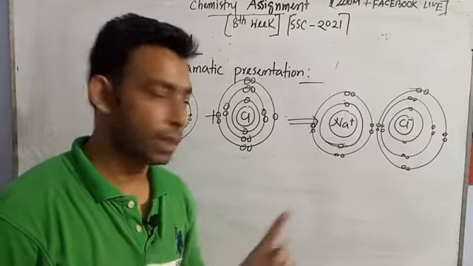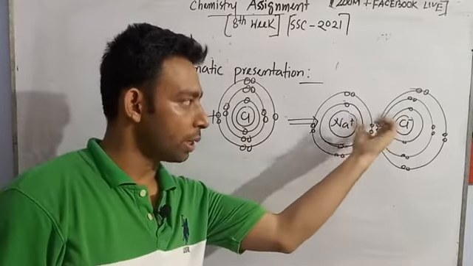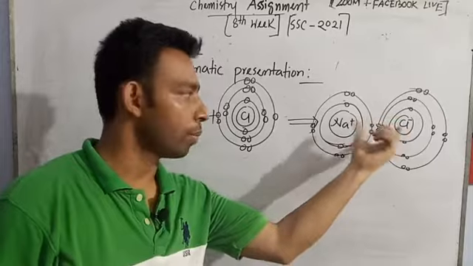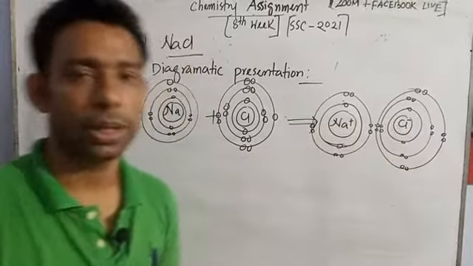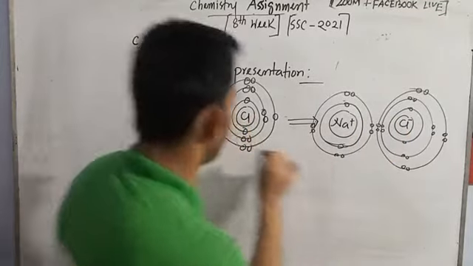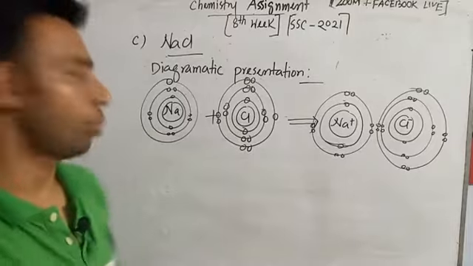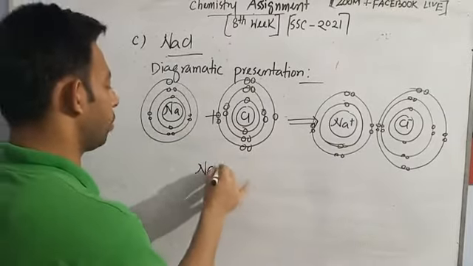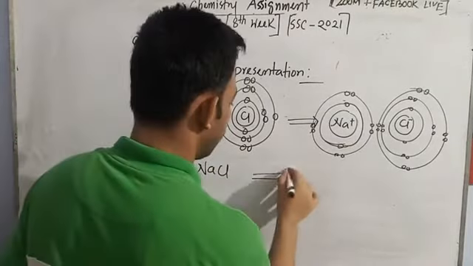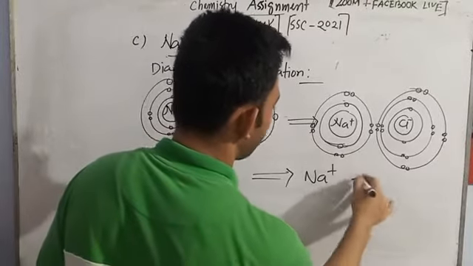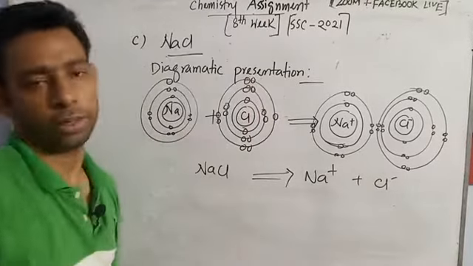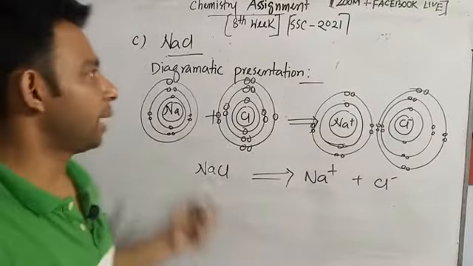What is the difference? In methane, hydrogen and carbon touch together, but here the ions are separate, because separate ions can bond together to form sodium chloride. You can write sodium chloride, then we get sodium ion plus chloride ion. This way the ionic compound forms.